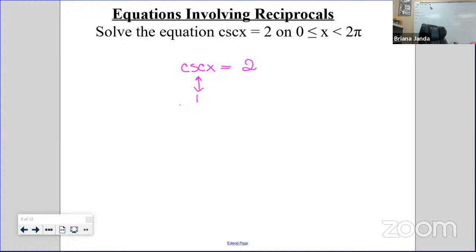This is the same thing as 1 over sine of x, right? And 2 is 2 over 1. I just put this over 1. Those are the same thing, yes? When I get to this point and I have that reciprocal, I think about what its reciprocal is, and I would then reciprocal both sides. If 1 over sine of x equals 2 over 1, that means that sine of x over 1 equals 1 over 2, or sine of x equals 1/2. If cosecant of x is 2, sine of x must have been 1/2.